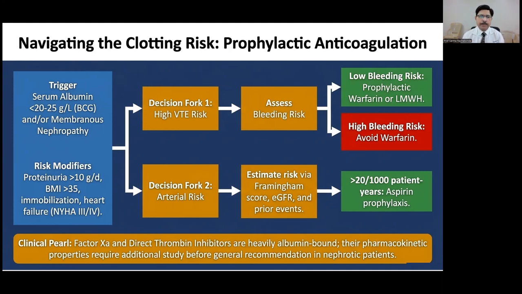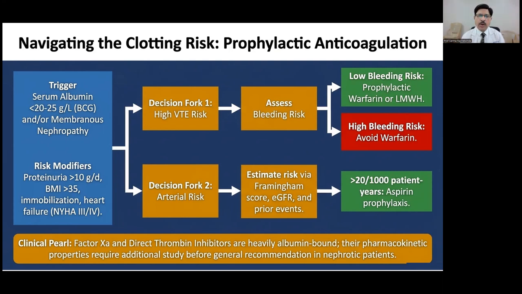There is a clinical pearl here. Factor 10A inhibitors and direct thrombin inhibitors are heavily albumin bound. You have dabigatran, all these direct thrombin inhibitors, and factor 10A inhibitors, they are albumin bound. Their pharmacokinetic properties require additional study before general recommendation in nephrotic patients.